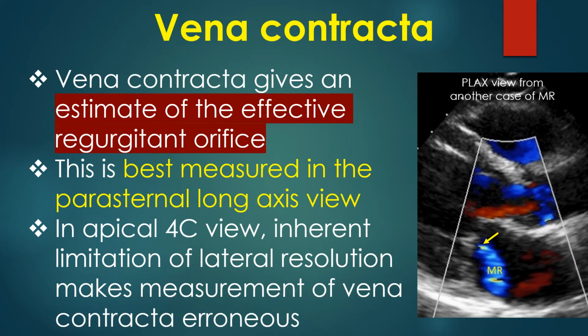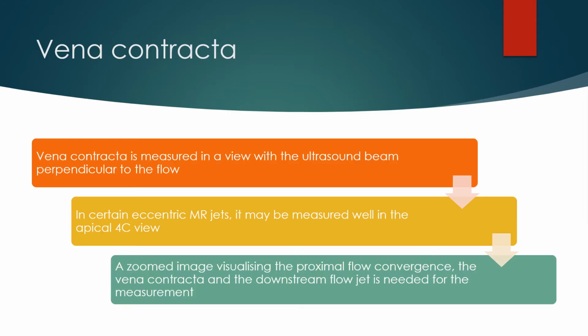In apical four-chamber view, usually the inherent limitation of lateral resolution makes measurement of vena contracta erroneous. Vena contracta is measured in a view with the ultrasound beam perpendicular to the flow. In certain eccentric mitral regurgitation jets, it may be measured well in the apical four-chamber view. A zoomed image visualizing the proximal flow convergence, the vena contracta, and the downstream flow jet is needed for the measurement.